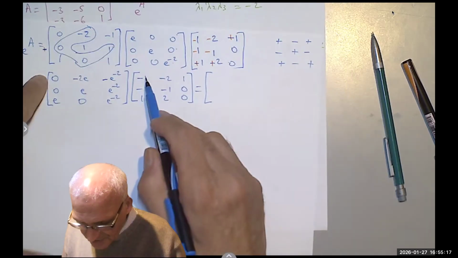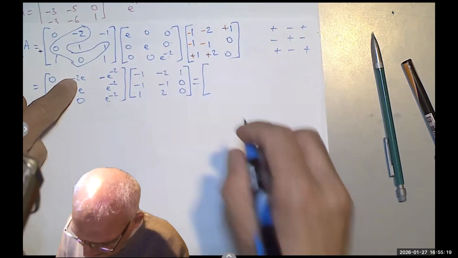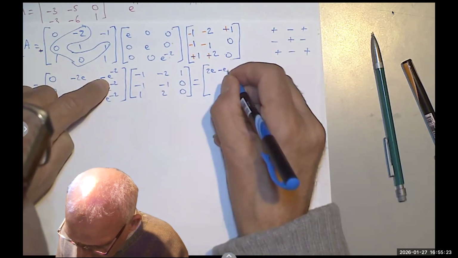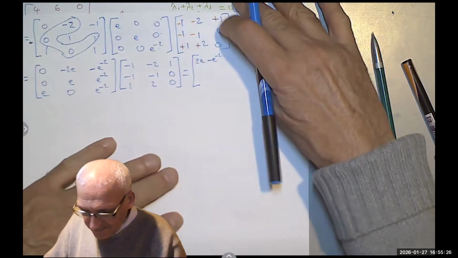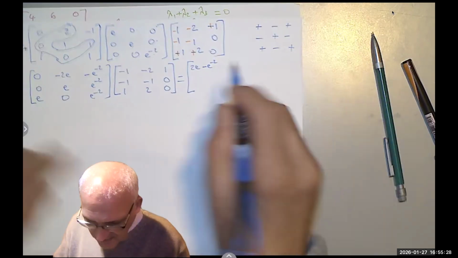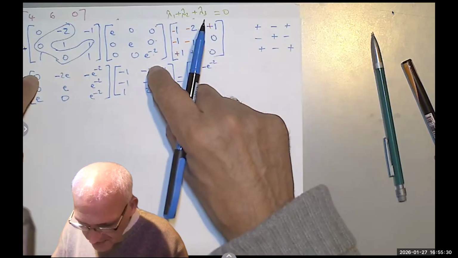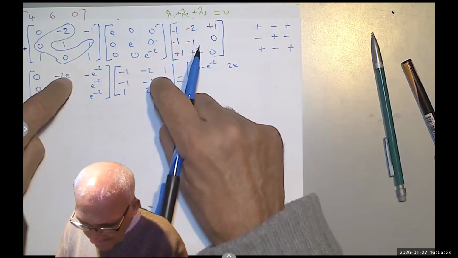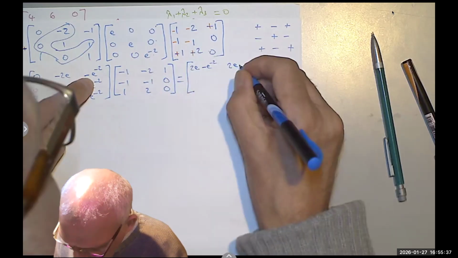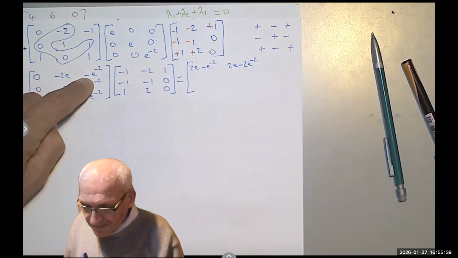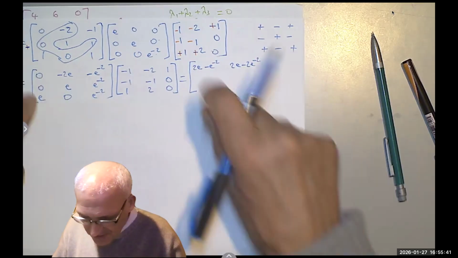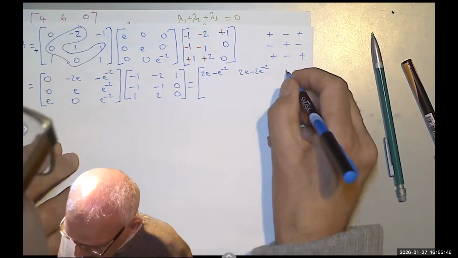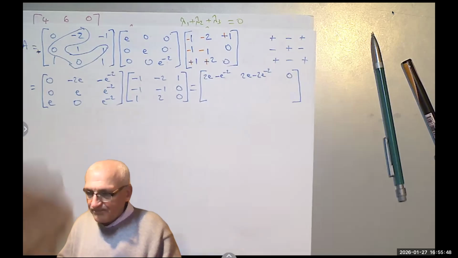First entry, 0, 2e minus e to the -2. That's the first element. Second, I get 0, 2e minus 2e to the -2. The third entry, first row, third column, 0 and 0 and 0. Okay?